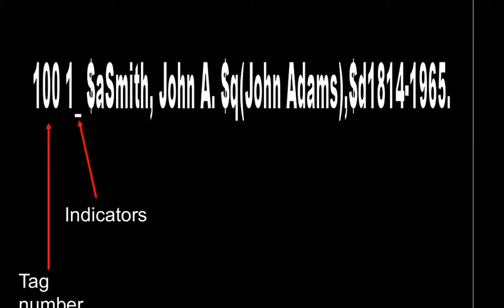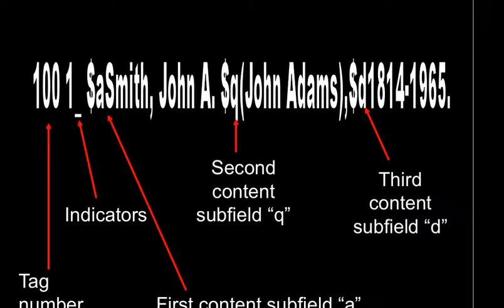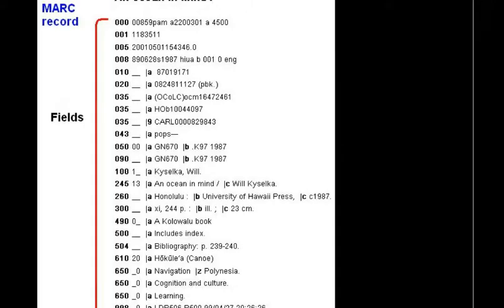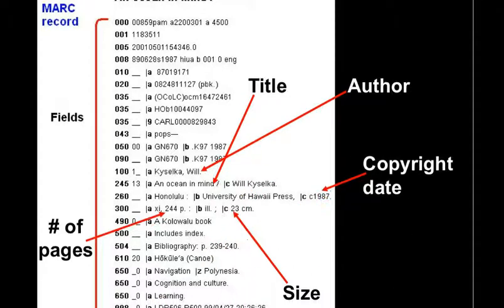This includes tags, indicators, and subfields within the record. The third element is the data content that applies to standards outside the MARC format. Basically, a MARC record is made up of various fields that contain information about the books, such as the title, the copyright date, number of pages, and size.